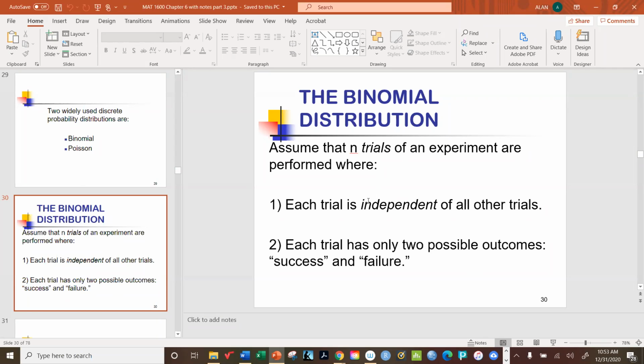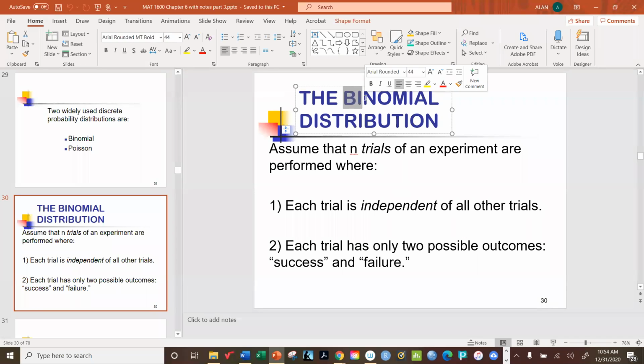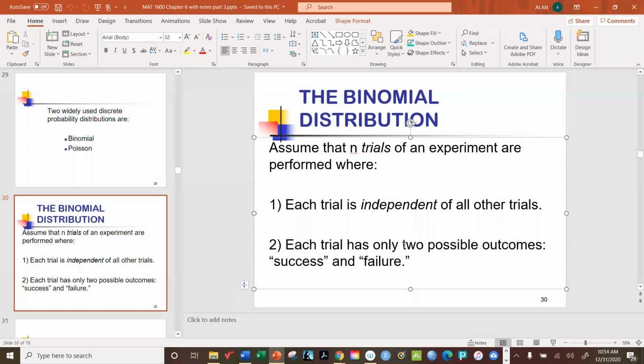And the key details are these. Each trial must be independent of the other trials, which means they don't affect each other. Each trial has only two possible outcomes, success and failure, we will call them. And by the way, this is where the distribution gets its name from. Bi means two.